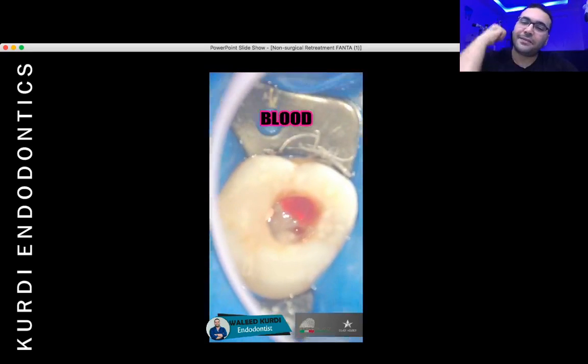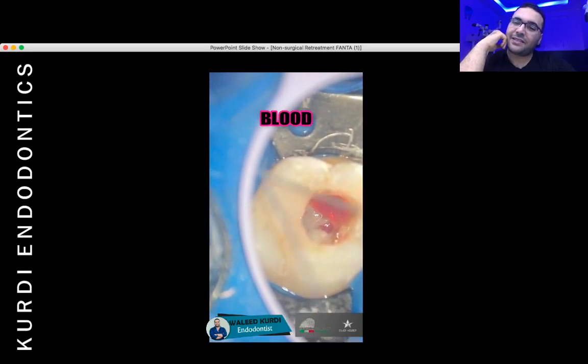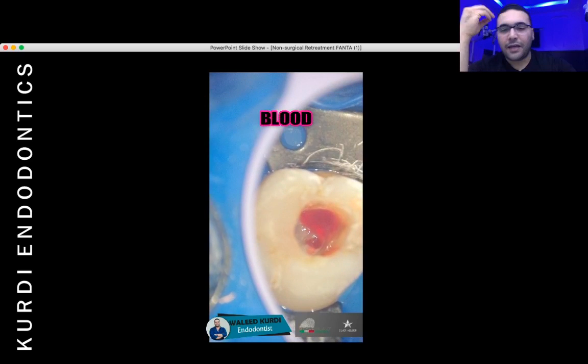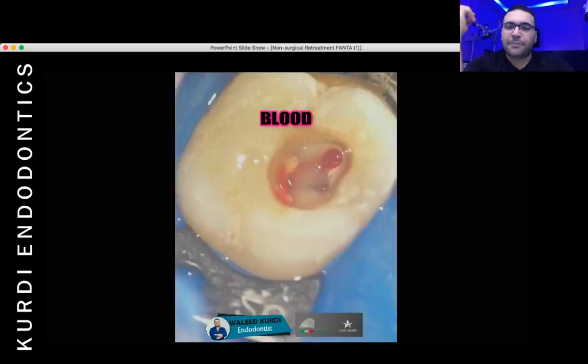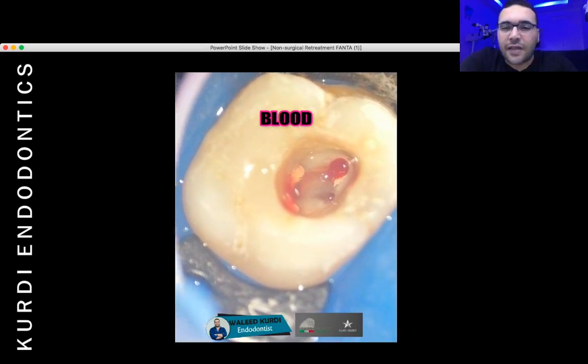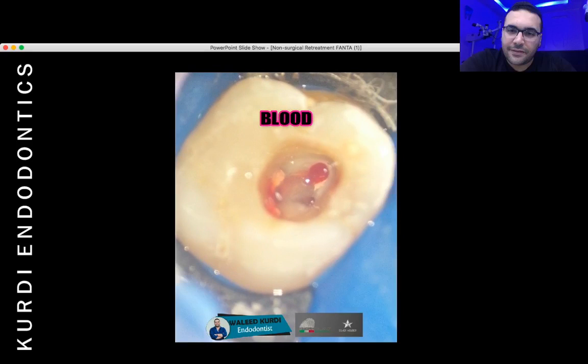Here is the blood. After pus is completely drained, you will see blood, and then after blood, you will just see some exudate.